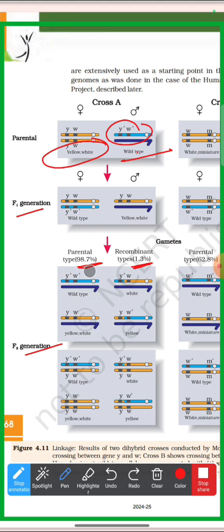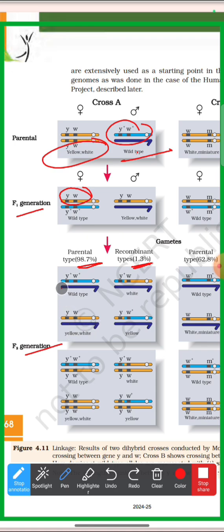Now the cross of F1 with F1 will lead to the F2 generation, and here we can see that the parental type and recombinant types have been given percentages. The percentage of parental type is 98.7 and recombinant types have 1.3 percent, which clearly shows that the parental type is very high. The most important reason is the distance. There was very little distance between Y and W, which led to a high level of linkage, due to which the parental types are very many.